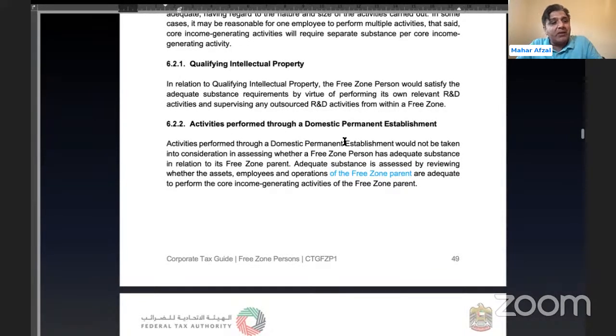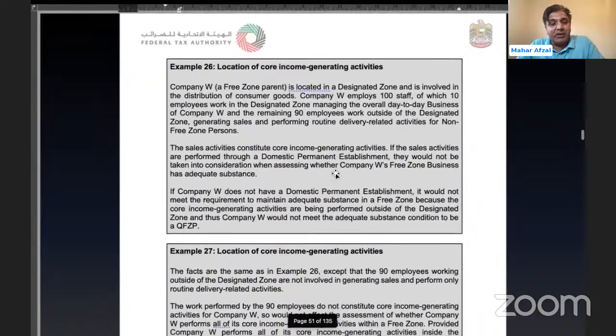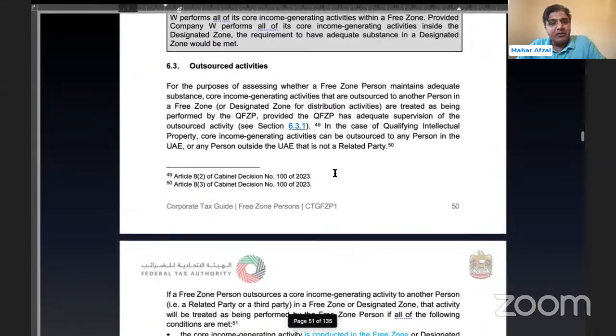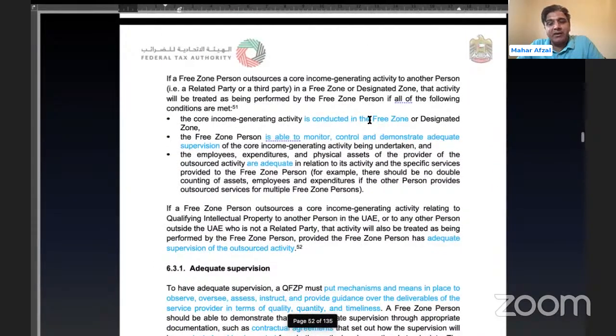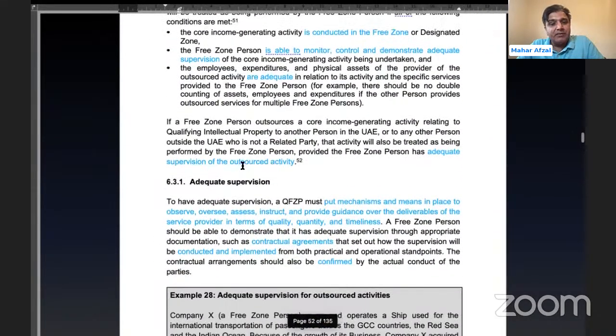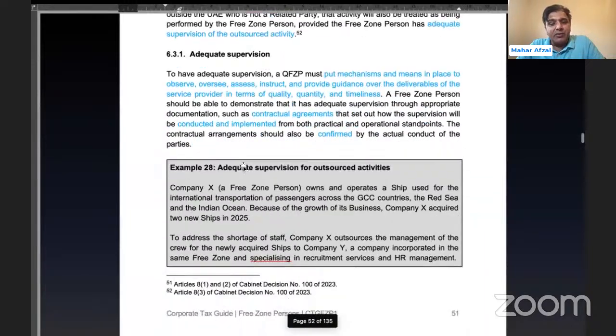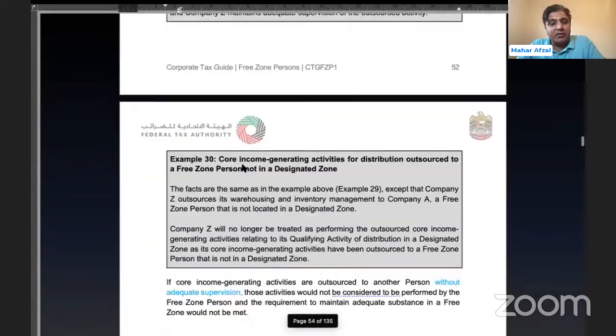What is the supervision? They have given in the guide that you need to sign an agreement, then you need to define how you will monitor, and then you need to closely monitor the activity. They should be reporting some sort of progress, and you need to monitor properly what exactly they are doing and what they need to do. You need to supervise them properly, and they have given this in the guide as well. Outsourced activity we have already discussed. This is the same thing that I discussed, conducted by the free zone person. Adequate supervision we have already discussed, you can just go through this.